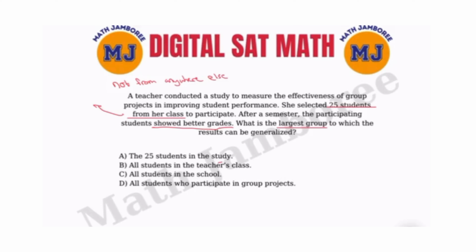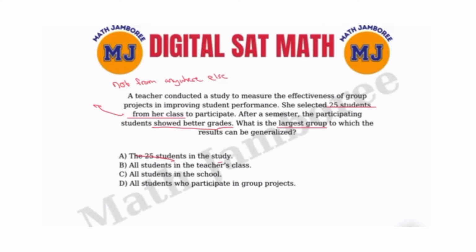The 25 students in the study, as I said, that cannot be because they were selected and they show better grades already, so it doesn't really make sense to choose that. B says all students in the teacher's class, as I highlighted for y'all, that does really plug in, right? From the teacher's specific class and all students, because the 25 students represent the whole class, so everyone is most likely gonna improve the grades. Hopefully not everyone, obviously, as everyone's different, but most of the students are going to improve, so that looks good to me.